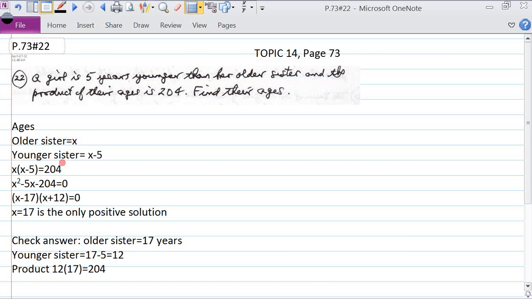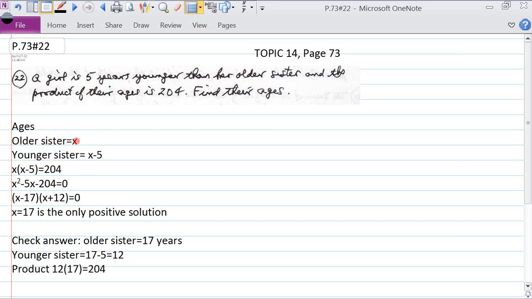Let the older sister equal x. The younger sister is 5 years less, so we write x minus 5. Now, it doesn't really matter if you made this x plus 5 right here and this x. So it always works out. You'll see, even if you do it a different way, if you've given the right variable to each term, that's okay.